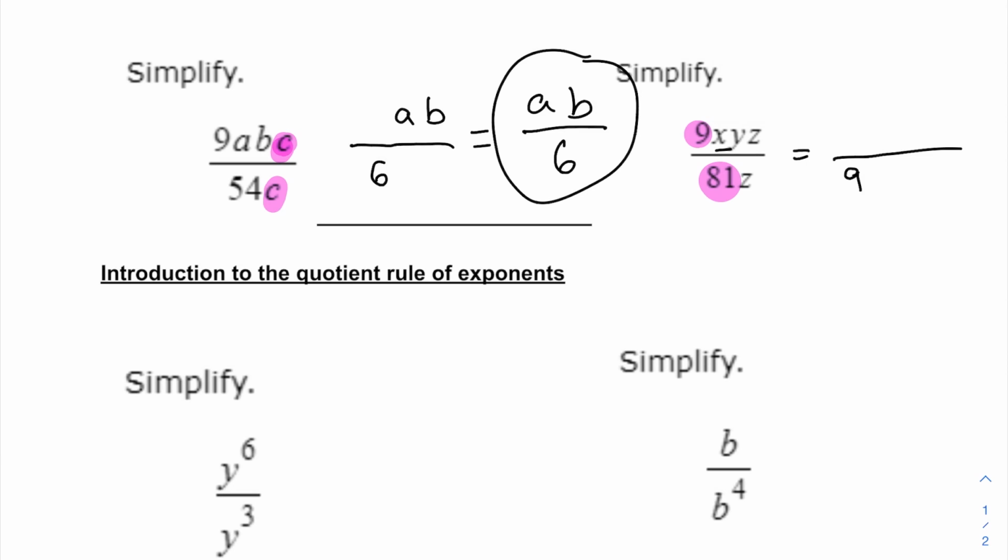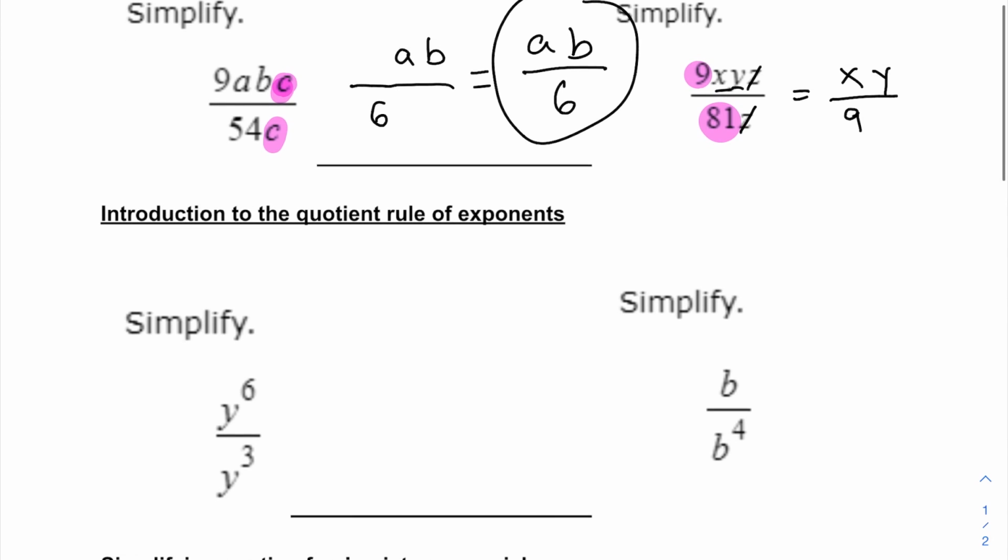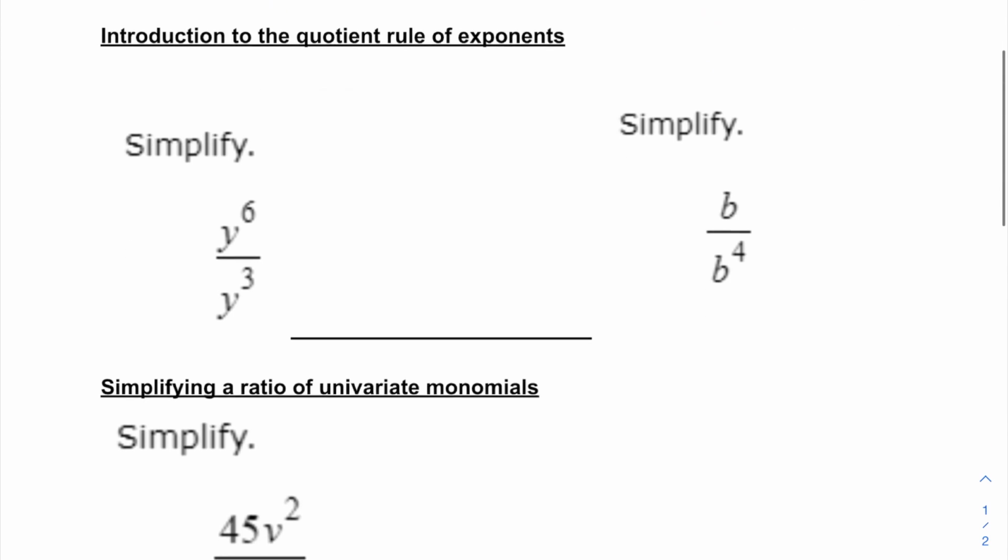The x is going to have to stay on top by itself. We don't have any x's on the bottom, so x will stay up there. Y is also going to have to stay up there. And the z's are going to end up canceling out. So our final answer, I guess we won't have to change too much here. It's going to be x times y over 9. That's our final answer.